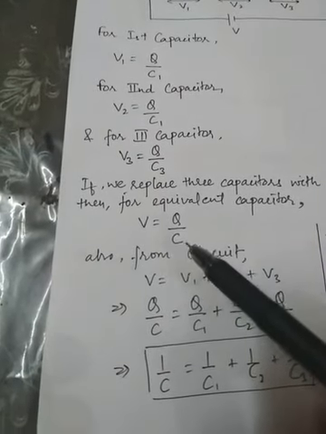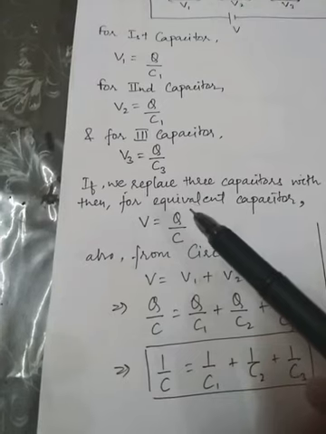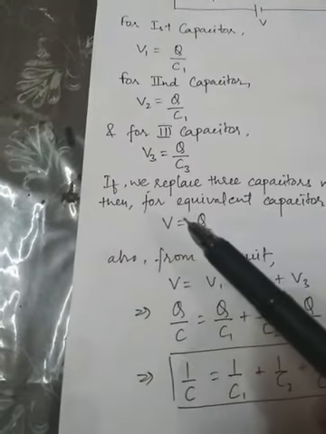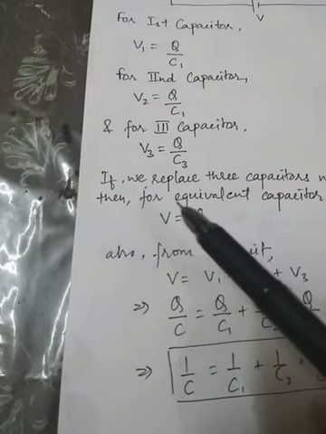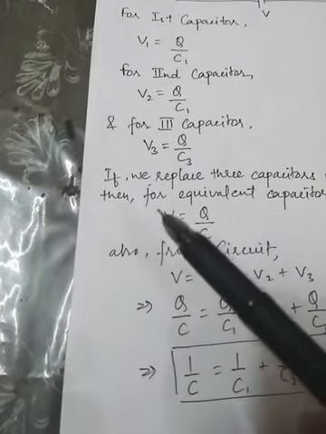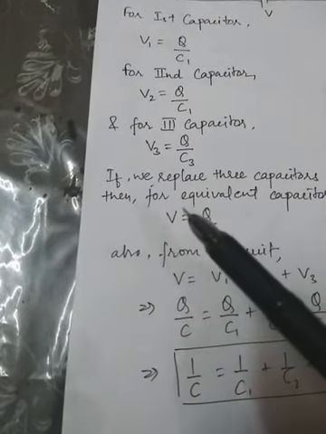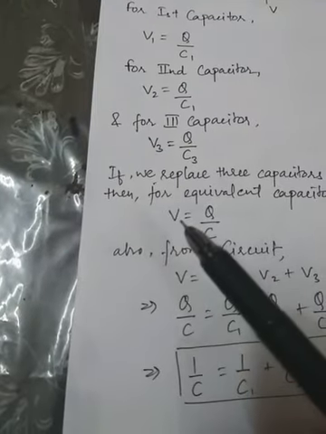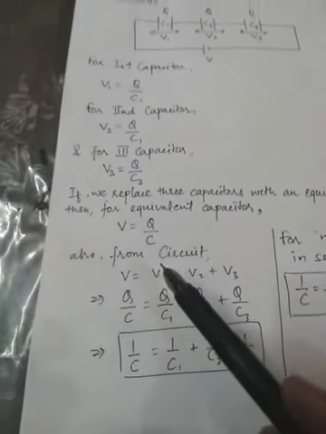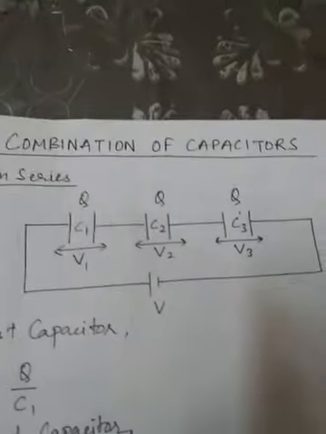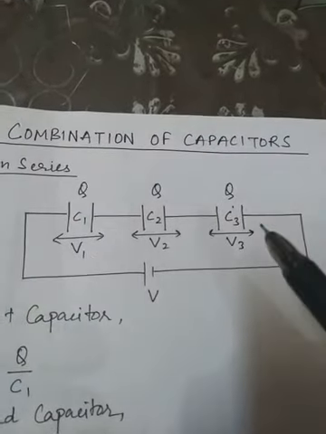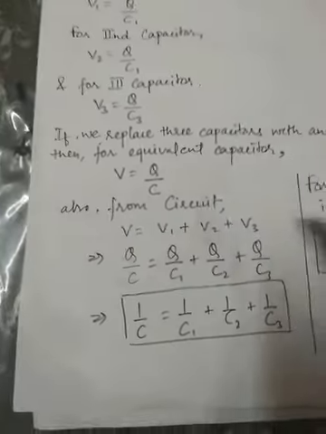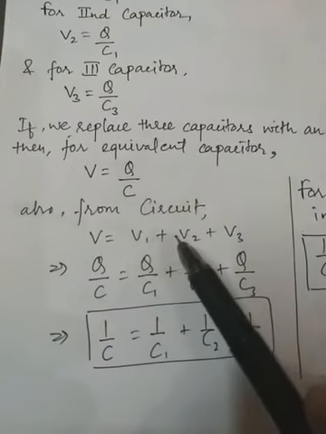C is the capacitance, Q is the net charge held by the equivalent capacitor, and as it is kept in place of those three capacitors, the net voltage across the equivalent capacitor will be V. So V is equal to Q upon C. From circuit we can easily say that V1 plus V2 plus V3 is equal to V. So V is equal to V1 plus V2 plus V3.